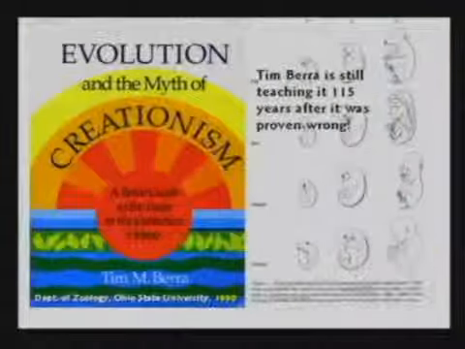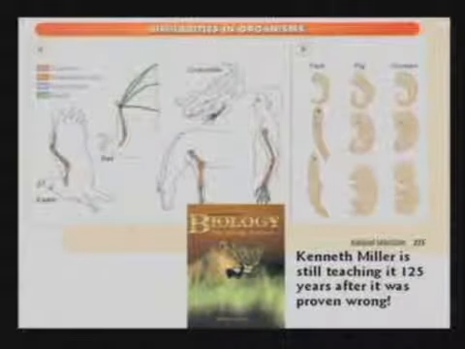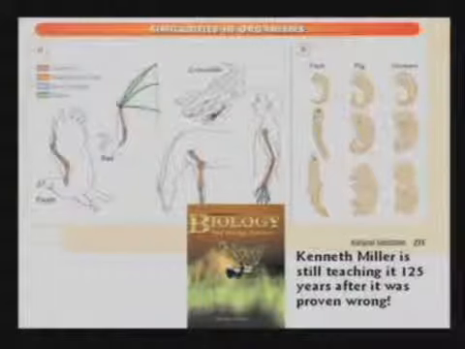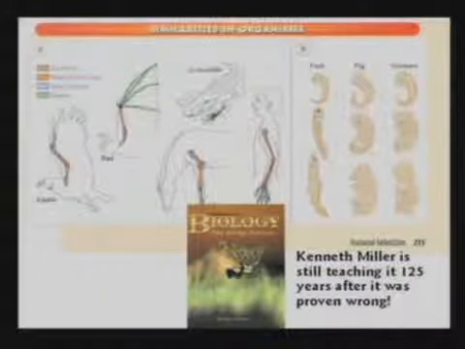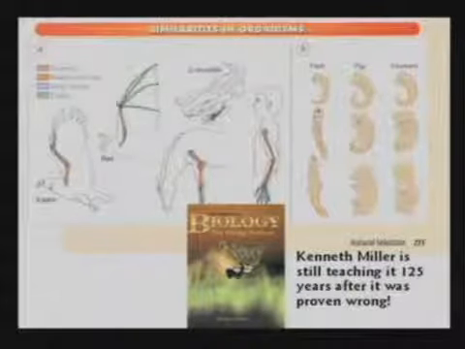I debated Kenneth Miller, who teaches at Brown University, Rhode Island, on the radio, debated him for 30 minutes, he won't do it again. I said, Dr. Miller, why are you still teaching embryology as evidence for evolution in your textbook? You know that it was proven wrong 125 years ago. He said, yes, and we're going to take it out of the next edition. Oh, it's about time. Now, I know it takes a while for textbooks to get up to date, but I think 125 years is long enough.